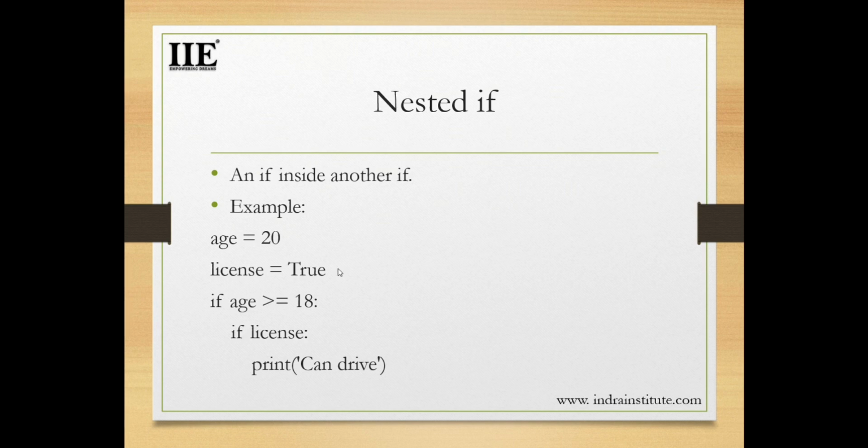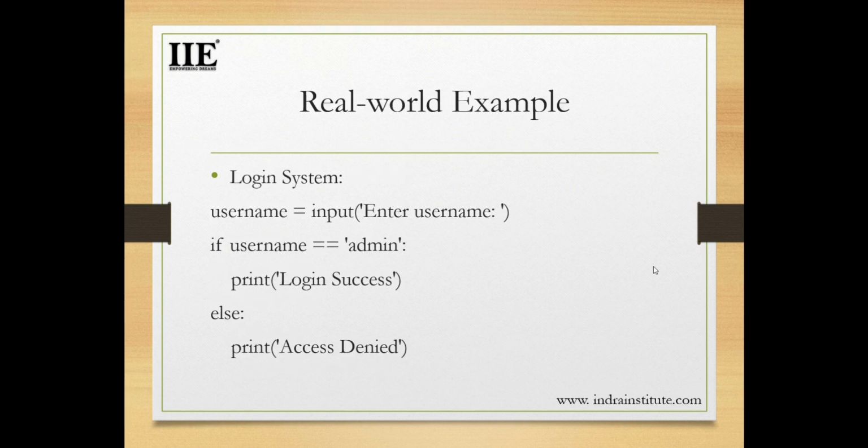Nested if. Nested if means one if statement inside another if. Here, first Python checks age. Then inside it checks whether the person has a license. If both are true, it prints can drive. This is useful for multiple level checking.